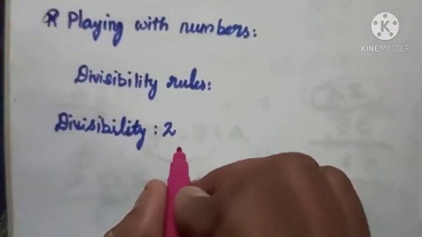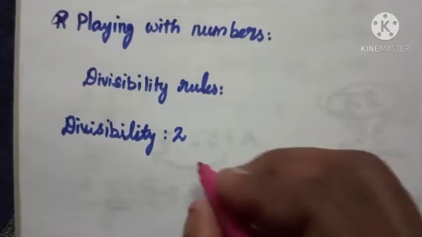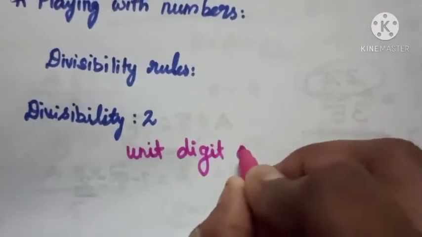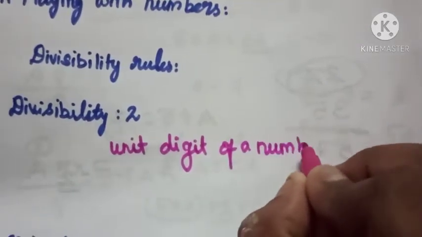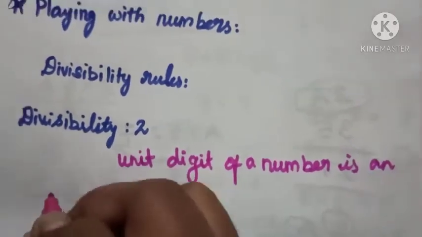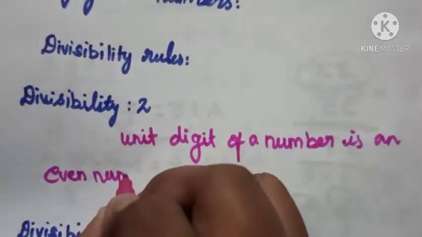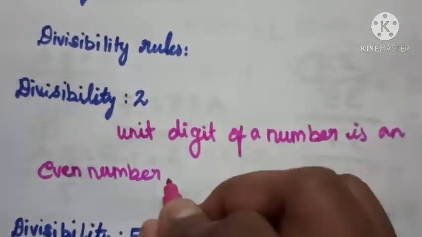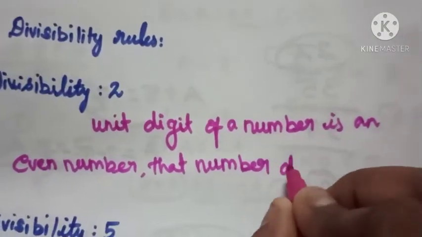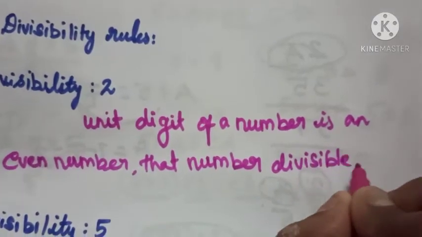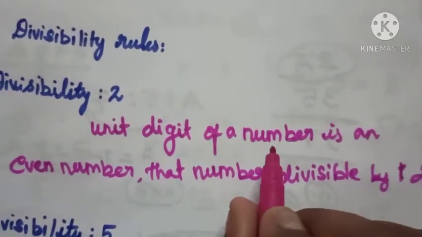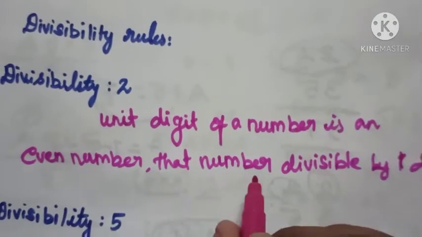Divisibility rule of 2 means: if the unit digit of a number is an even number, that number is divisible by 2.